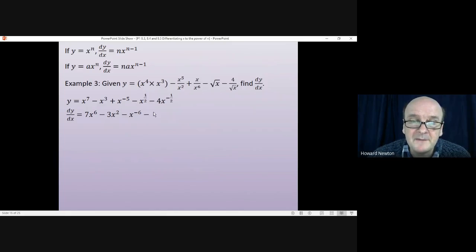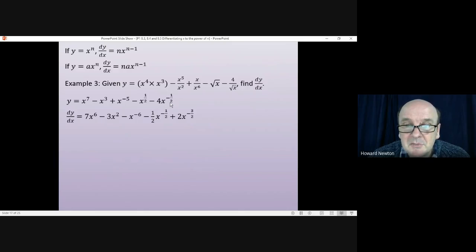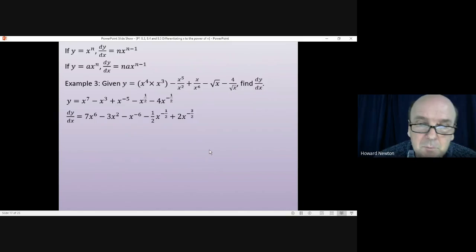Timesing by a half here, we'll get minus a half times by x, and then we'll need to do a half take away 1. Half take away 1 is minus a half. And then here, when we multiply by the power, we've got a minus a half times by minus 4. Minus and minus is a plus, which is why we have a plus here. A half of 4 is 2. So we'll have 2x, and then this power needs to go down by 1. Minus a half take away 1 takes us down to minus 3 over 2. That is the differentiation done.